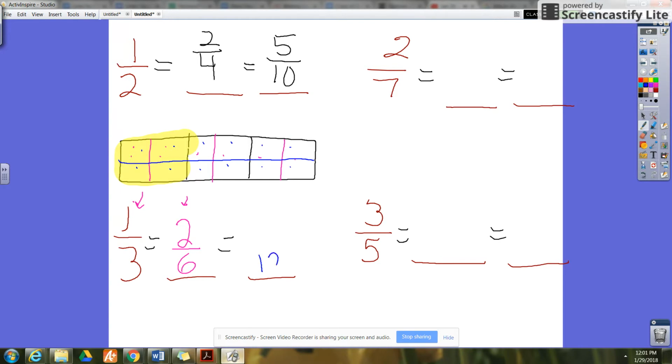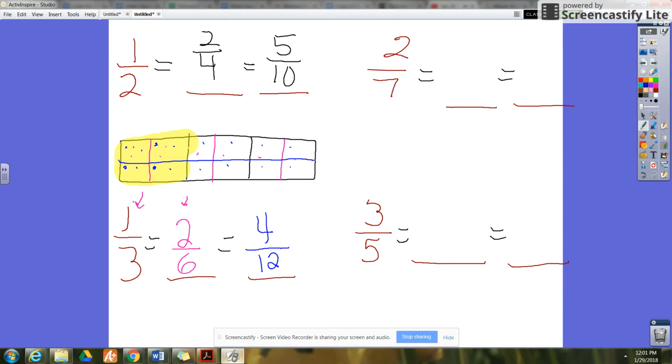If I have 12 parts, out of those 12 parts, how many is shaded? Everybody, 4. That's your new numerator. 1/3 is the same size as 2/6, is the same size as 4/12. Does that help? To me, visual models work really, really well.